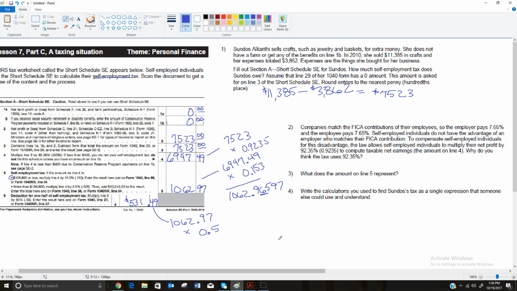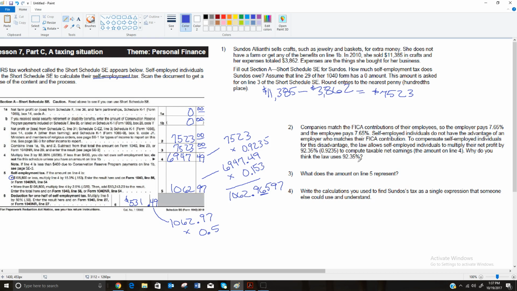So now we're just going to analyze a couple of the things that we did. It says here that companies match FICA contributions of their employees. So if you were working for a company or another entity, the employer would pay 7.65% and the employee would pay 7.65%. Well, self-employed individuals don't have that advantage. They don't have an employer that's going to pay half of that. And so to compensate for that and to not dissuade people from owning small businesses, self-employed individuals only have to take what they profited and multiply it by 92.35%.